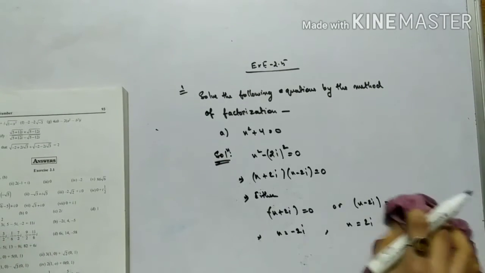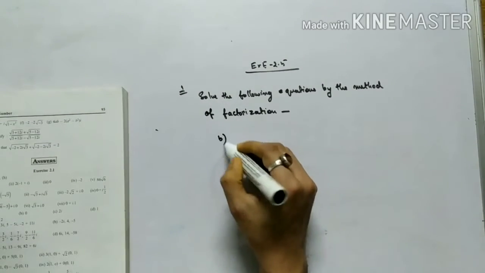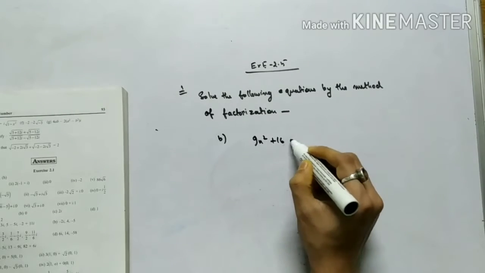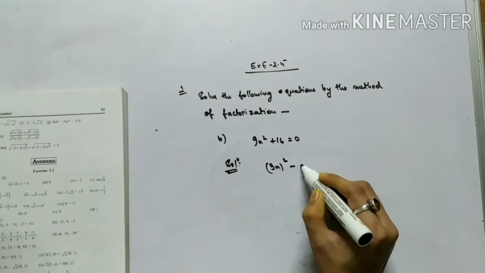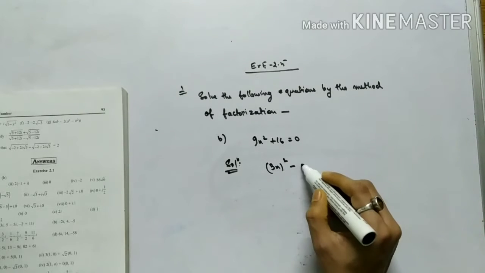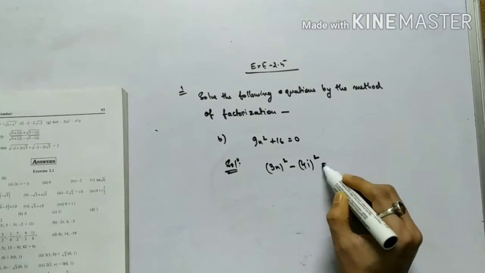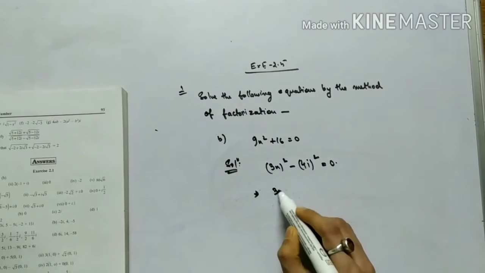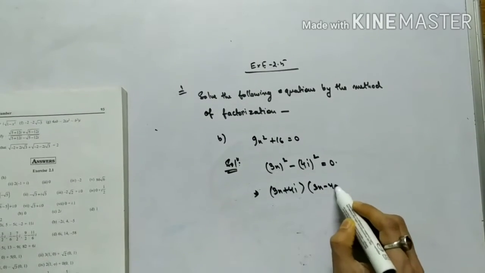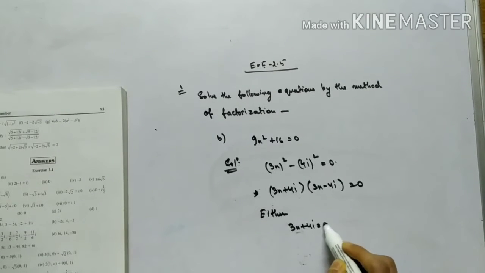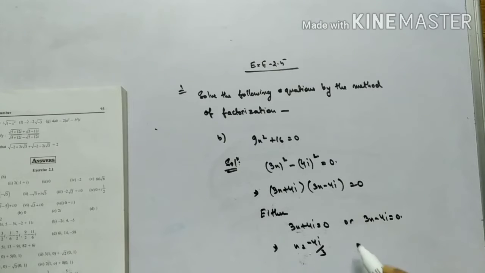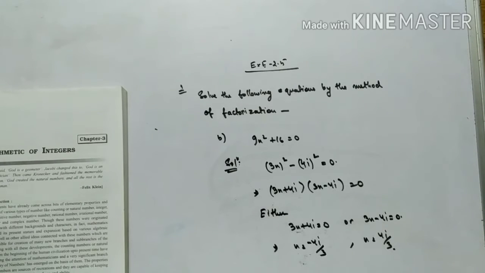So next again, number B, 9x square plus 16 is equal to 0. So solution: we can write this as (3x) the whole square minus (4i) the whole square is equal to 0. So it becomes (3x plus 4i)(3x minus 4i) is equal to 0. Therefore either 3x plus 4i is equal to 0 or 3x minus 4i is equal to 0. So x is equal to minus 4i by 3 or x is equal to 4i by 3.